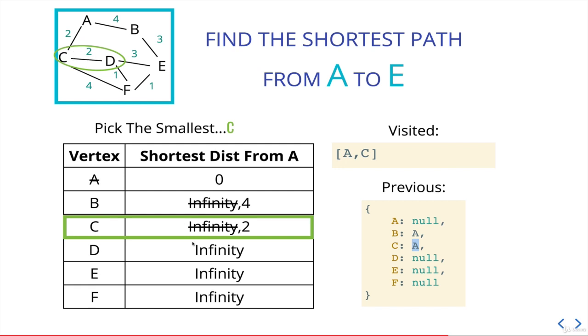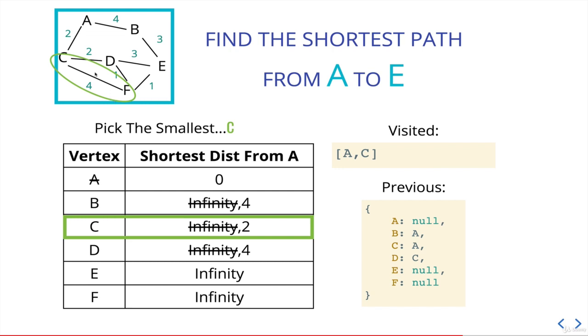That gives us 4, and we'll update this right here to say 4. That's definitely smaller than infinity. And then we also need to update over here to say how we got to D. And the way we got there was through C. So that's what we add. Okay, next up, we're going to look at C to F.